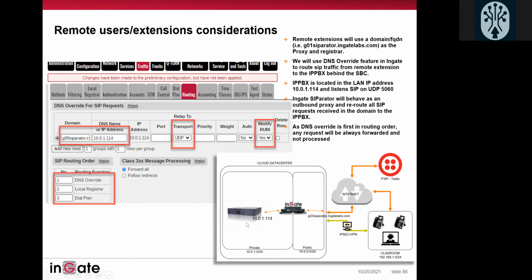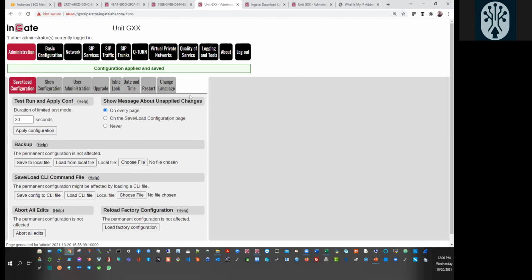In order to do that, there are many things that need to be done. The first thing is we're going to start defining some routing rules. Let me go here and go back to the main administration interface.